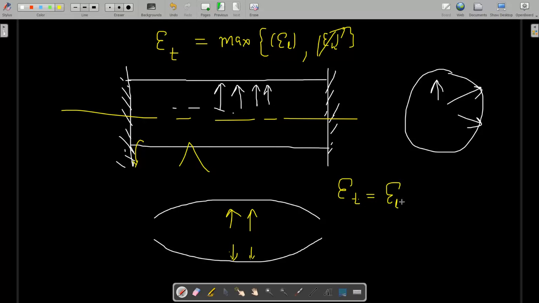Okay, and we know, as per Hooke's law, strain is equal to stress upon modulus of elasticity.